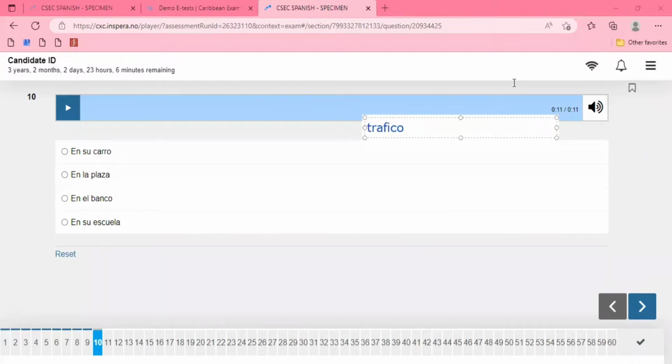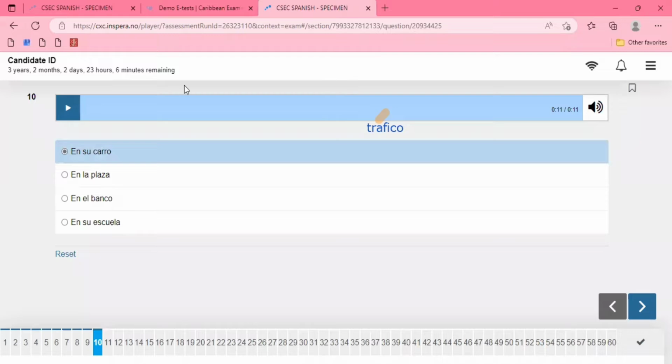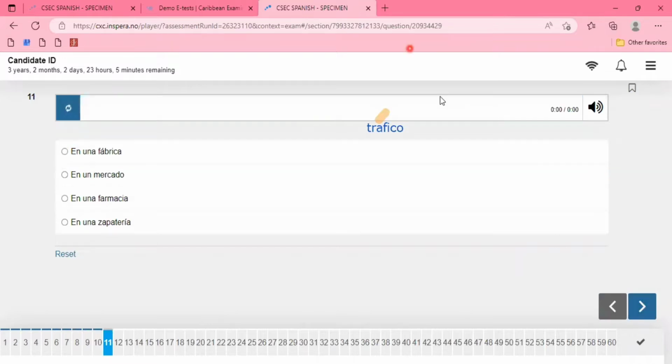So if we're talking about traffic, the person is more likely to be in a car. And for the sake of going through the other options, we have en la plaza, which is just square, plaza, en el banco, bank, en su escuela, at school. So moving on.